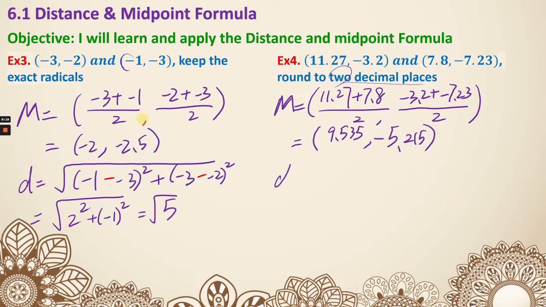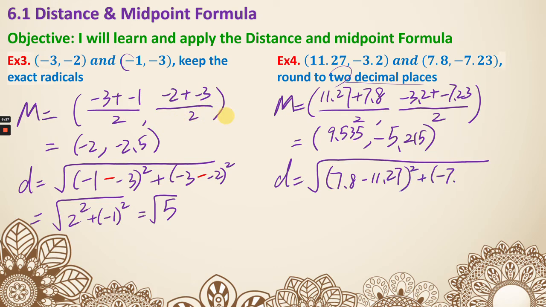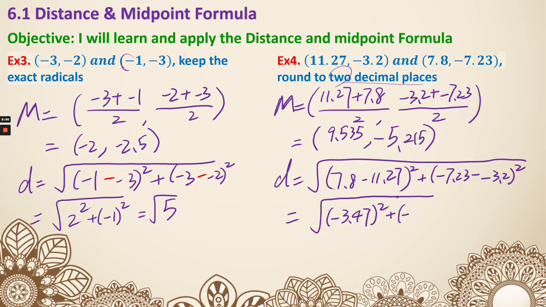-5.215. Distance, square root of 7.8 minus 11.27 squared plus -7.23 minus -3.2 and then squared. That is going to give me -3.47 squared plus, that is going to be -7.23 plus 3.2, which is going to be -4.03 and then squared. After putting in the calculator, after rounding, that should give you 5.31.